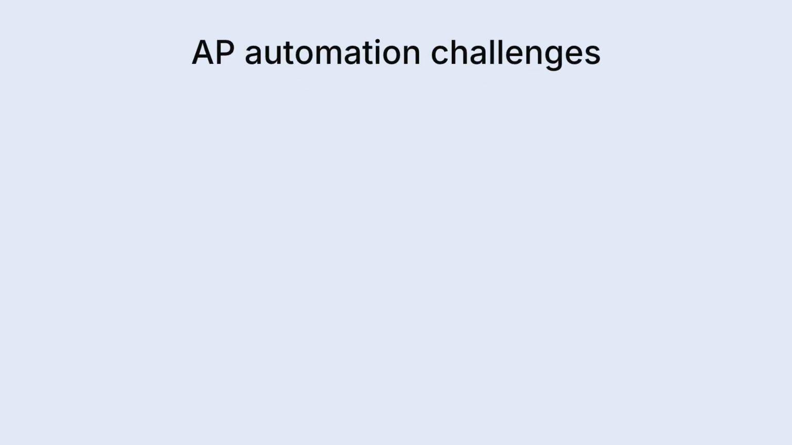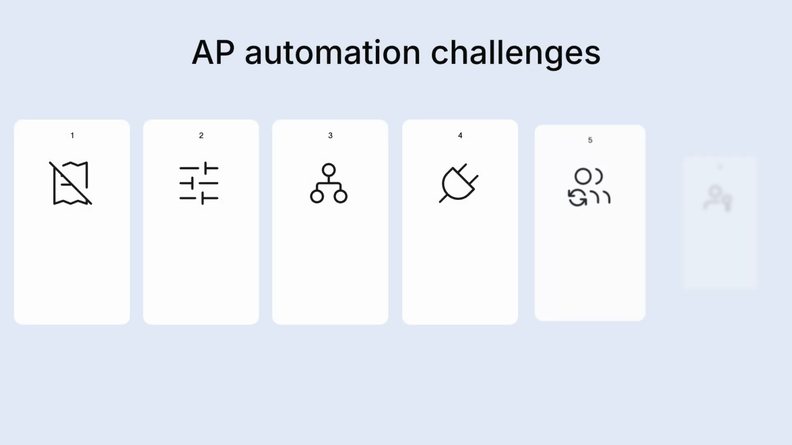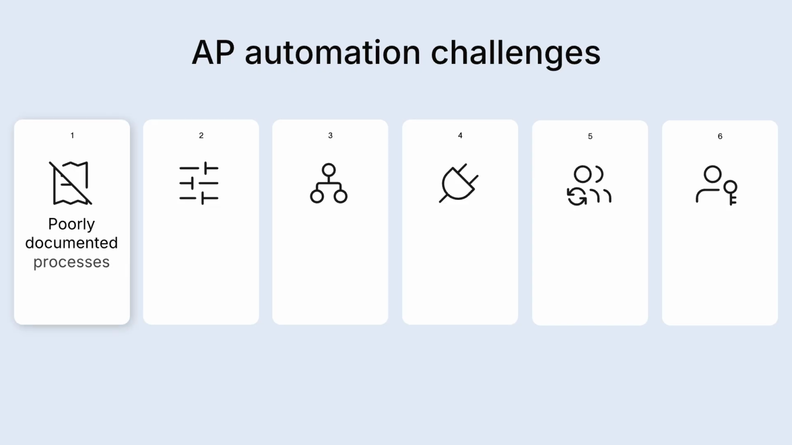Now, let's talk about the challenges. The first challenge is unclear or poorly documented processes. If you don't have a clear map of how invoices currently flow through your organization, it's difficult to design an automation system that works smoothly. Next, there are initial setup costs. Even though AP automation pays off in the long run, you'll need to invest time and money upfront to get the right software and integrations in place.